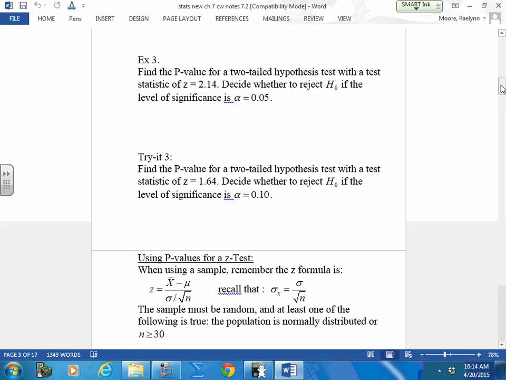Okay. We're going to do a two-tail test. What happens if that was a right-tail test? What would I do? Subtract it from 1. If you use your calculator, though, you don't have to subtract it from 1. You're going to multiply by 2. Find the p-value for a two-tail test.